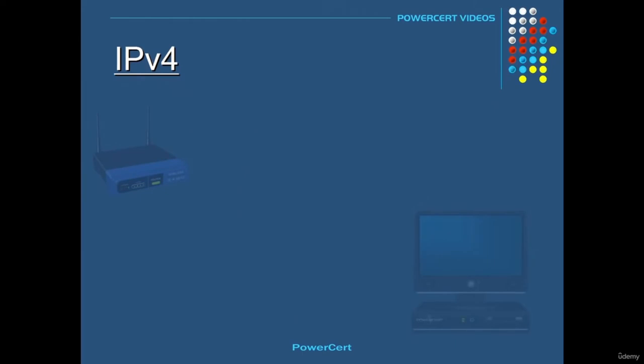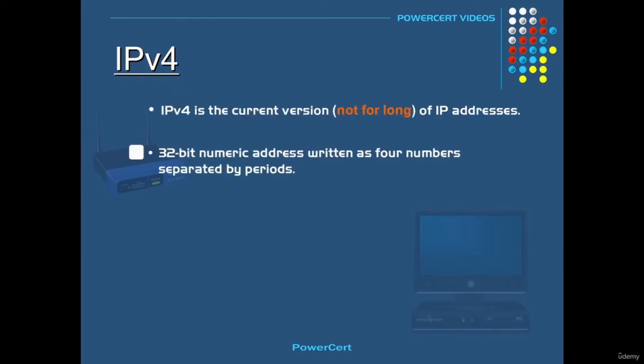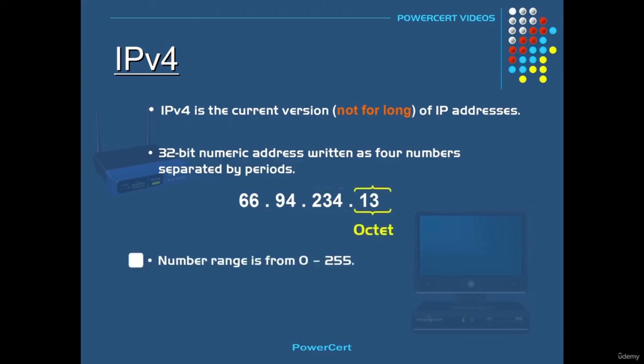IP version 4 is the current version of IP addresses. It's a 32-bit numeric address written as four numbers separated by periods. Each group of numbers that are separated by periods is called an octet. The number range in each octet is 0 to 255. This address version can produce over 4 billion unique addresses.